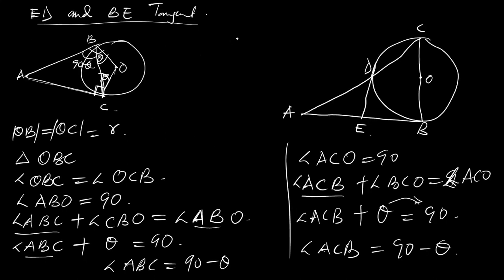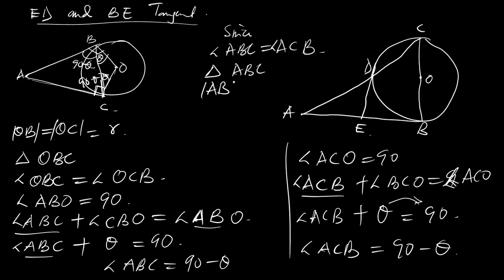Let me write it here. Since angle ABC, which is 90 minus theta, is equal to angle ACB, it means that triangle ABC is an isosceles triangle, which shows that side AB is equal to side AC. So here is equal to here.